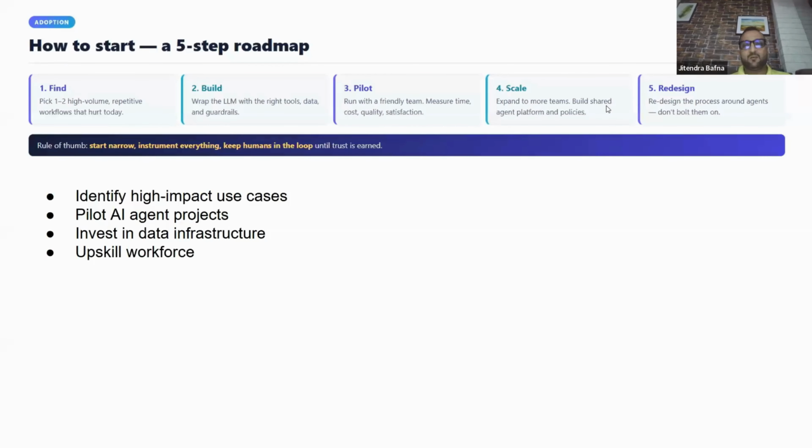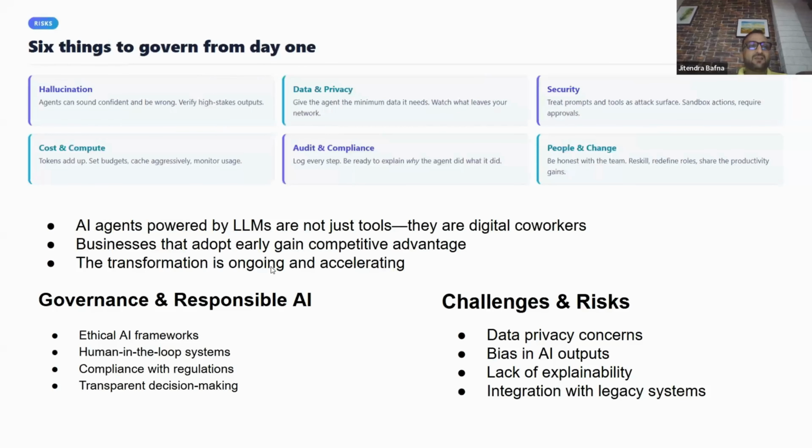Share that particular agent with more teams. Build shared agent platforms and policy. If there is any issue, redesign the process around the agent and don't bolt it on. So simply: identify high impact use cases, pilot an AI agent project, invest in the data structure, and also upskill your workforce. So this is a 5-step process that you need to follow. Okay, 6 things to govern from hallucination.